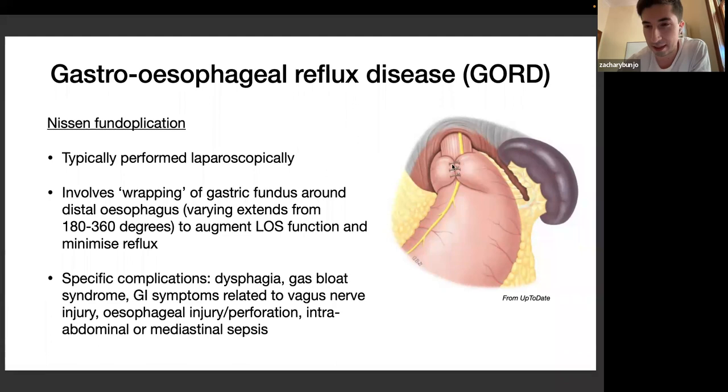When those sutures are thrown there to tack the wrap, and also when you're mobilizing the stomach, there's a risk of causing a distal esophageal perforation, and that can lead to intra-abdominal sepsis or mediastinitis, which can be quite severe and life-threatening.